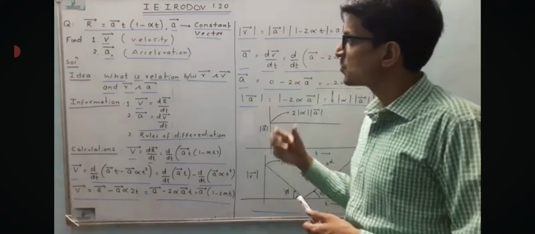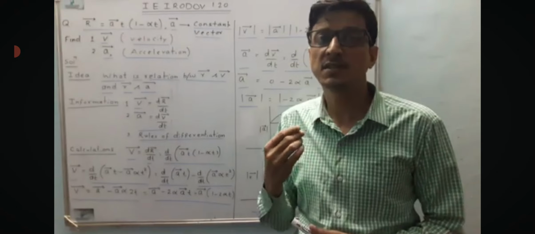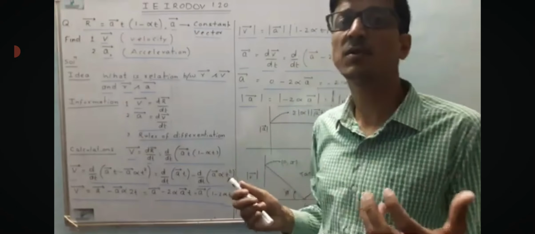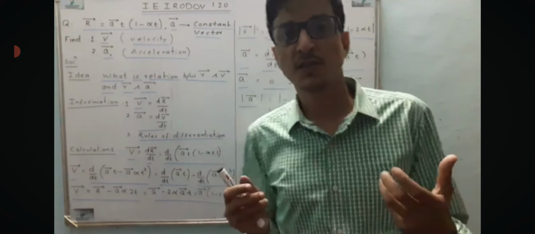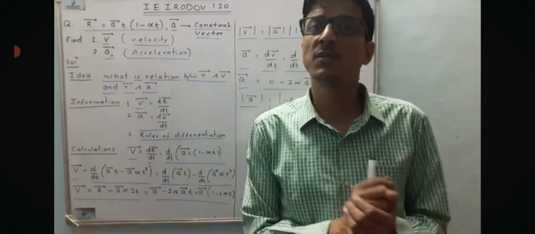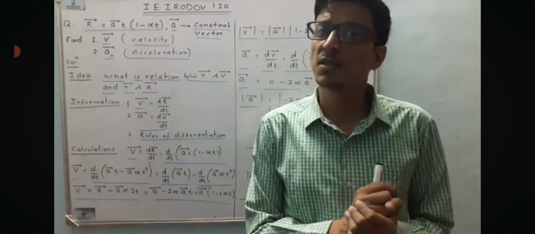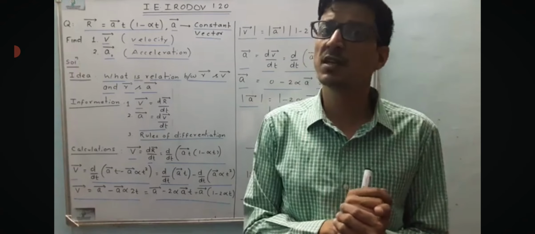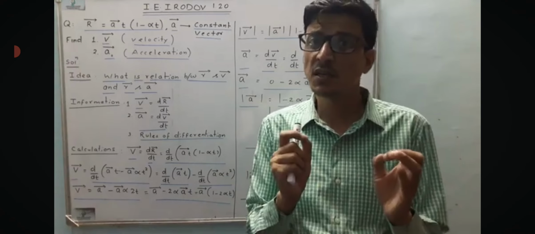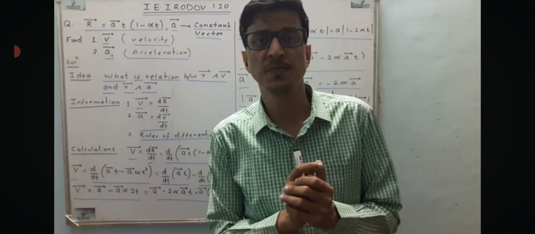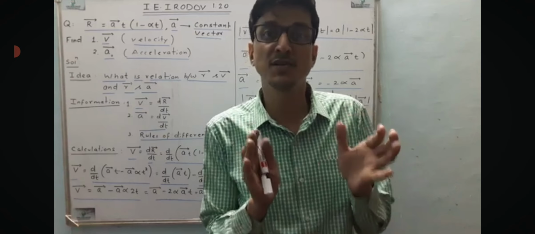So let's think about the idea. We are being given the position vector and we need to find the velocity and acceleration. So the central idea of the problem is we must think: what is the relation between position vector and velocity? What is the relation between position vector and acceleration? Certain information will be used here. So here is the role of the information that you learnt in your class.